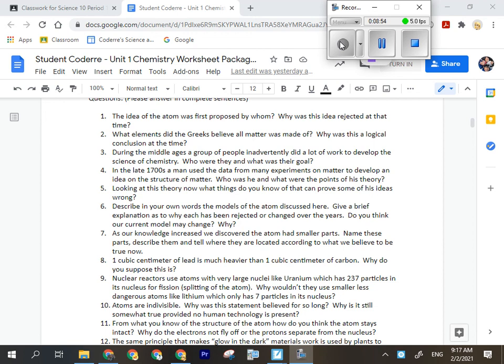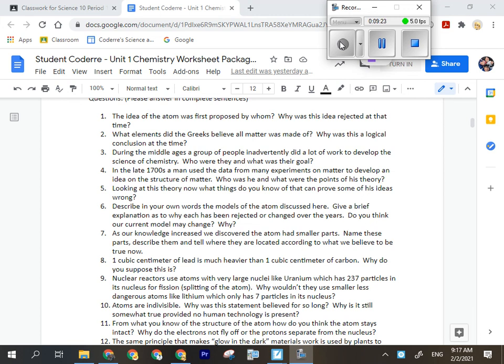Okay, number 6, describe in your own words the models of the atom discussed here. Give a brief explanation as to why each was rejected over the years. Do you think our current model may change? All right, what was Dalton's model? Right, it's just a sphere, right? Solid sphere model, which was fine at the time. It explained how atoms could be separated, joined, and rearranged. It was easy to track where things went. It made sense. And then J.J.